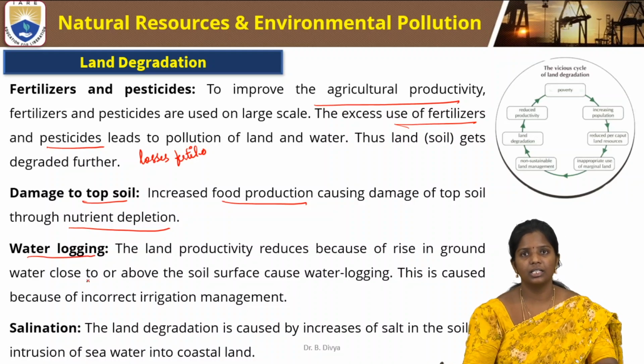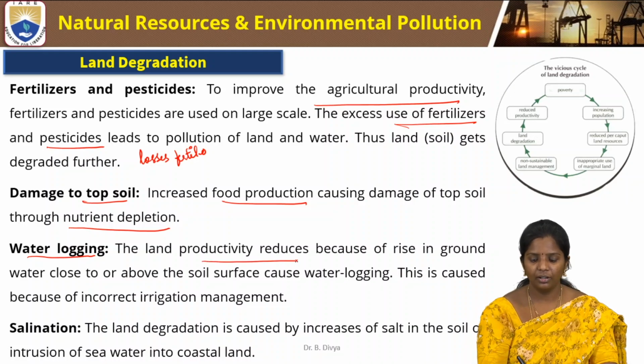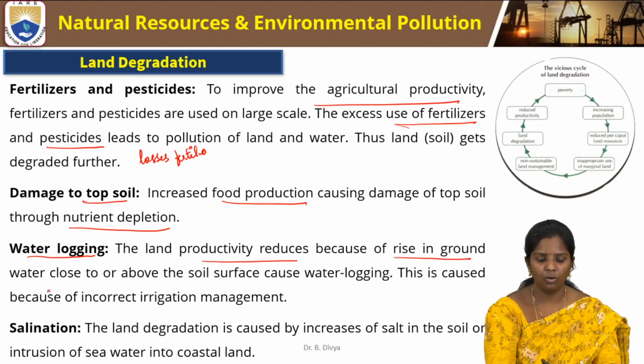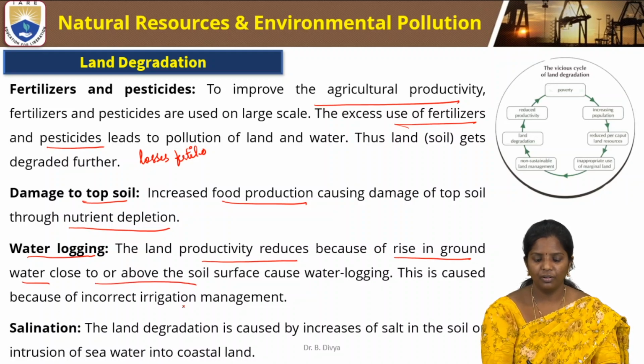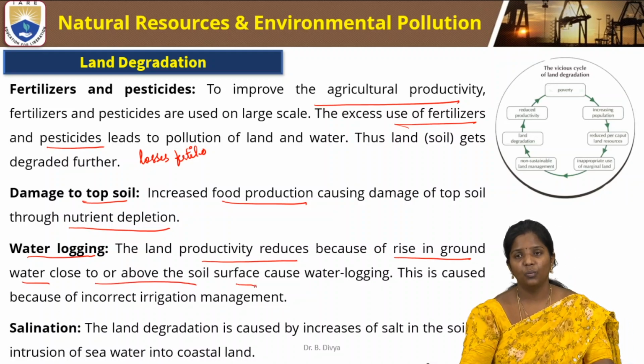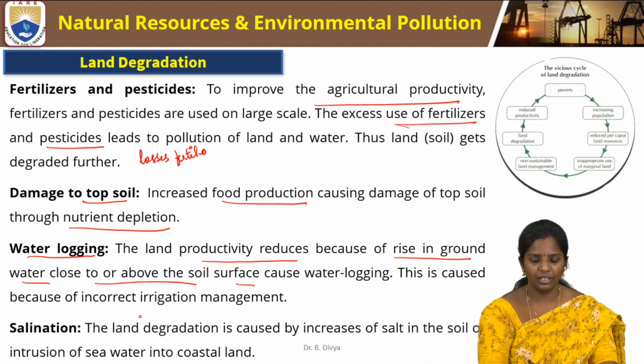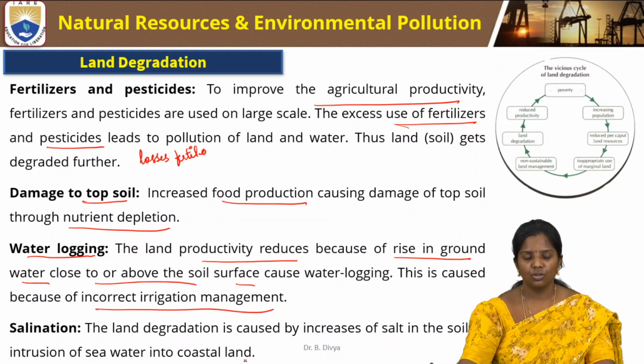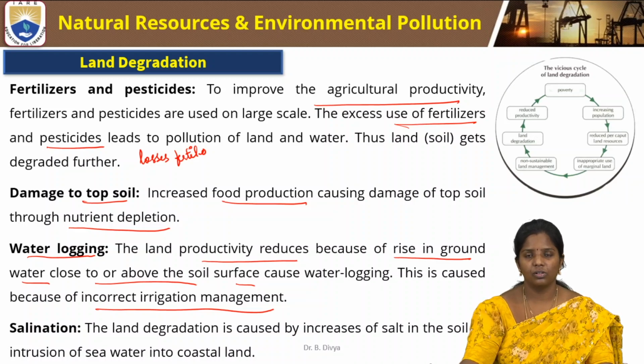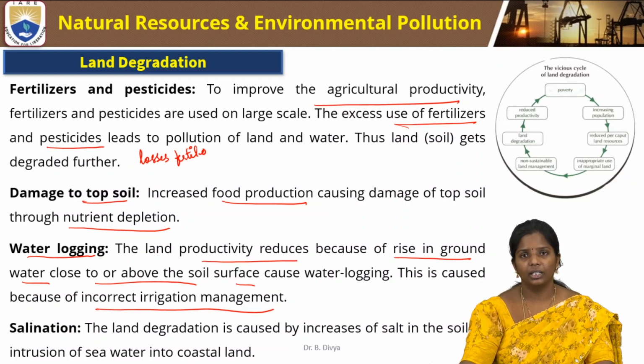So when there is a degradation, waterlogging also degrades the land. Productivity reduces because of a rise in groundwater close to or above the soil surface, causing waterlogging. This is caused by an incorrect irrigation system. If there is too much over-exploitation of water, that will also log the water at some places, and that will drain off or degrade the particular land. Too much water is also not required for that particular soil.